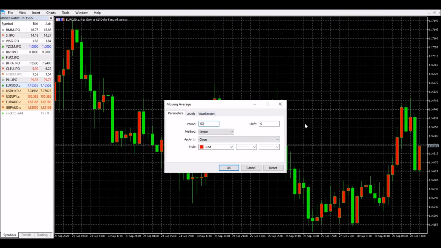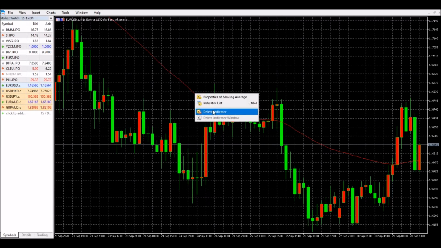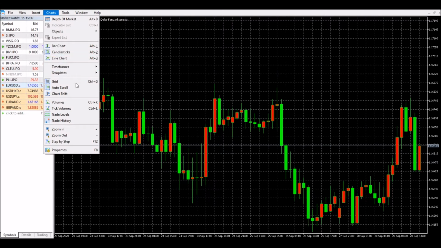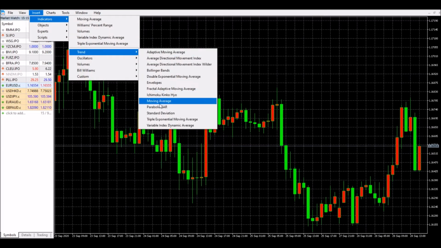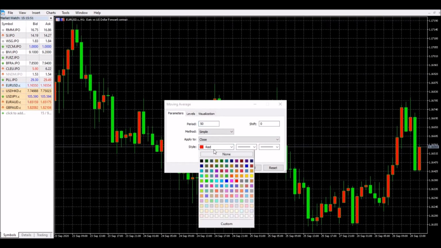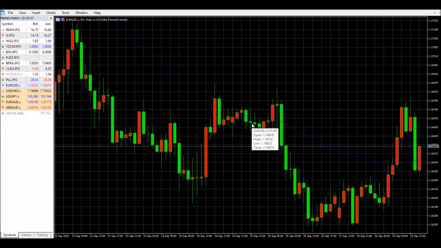Let me see if the red works. I don't think it's that clear. Maybe we can change the color. Sorry. So we have the indicators, moving average. Guys, I hope it's clear enough.